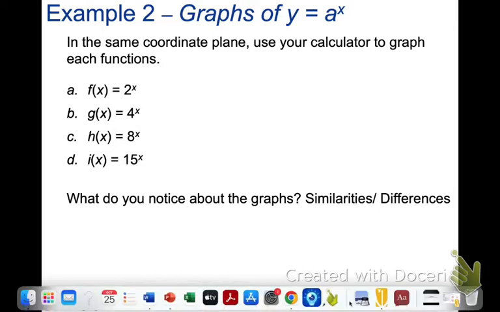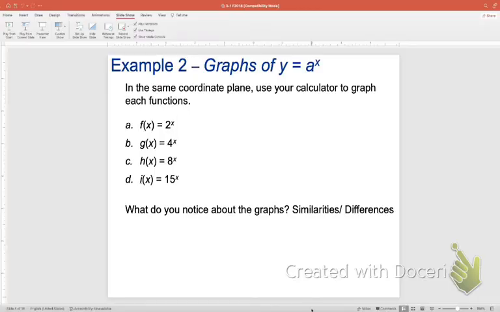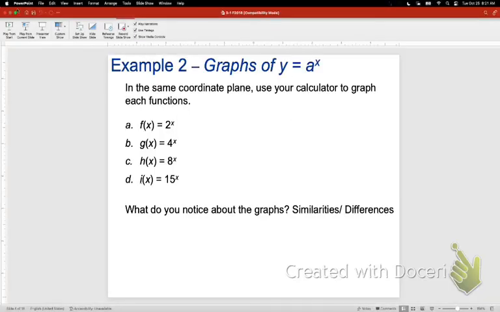So, where's my calculator? Ooh, computer's thinking hard today. It turned off. No, it didn't. It just is thinking hard.